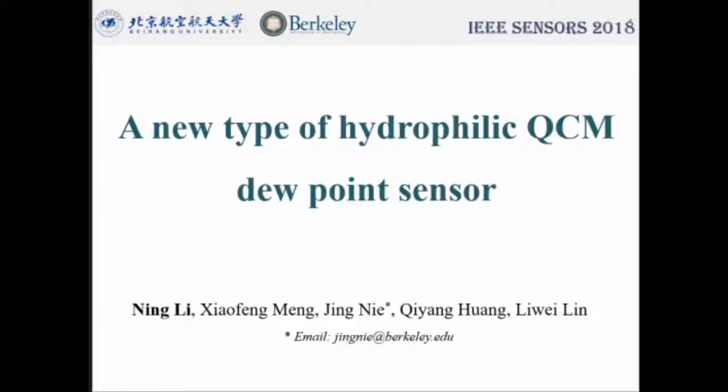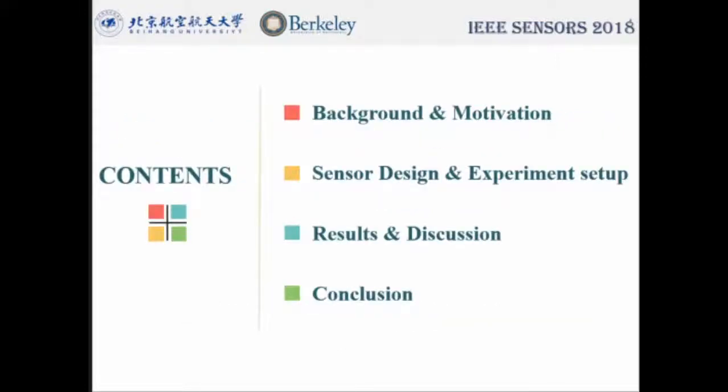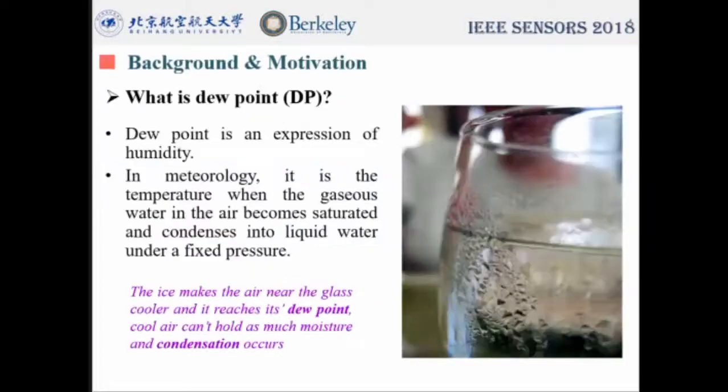The title of my presentation is a new type of hydrophilic QCM dew-point sensor. I will give the talk in 4 parts: background and motivations, sensor design and environment setup, results and discussion, and conclusion at last. Let's look at the background firstly.